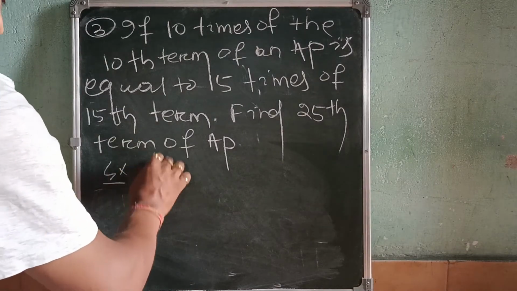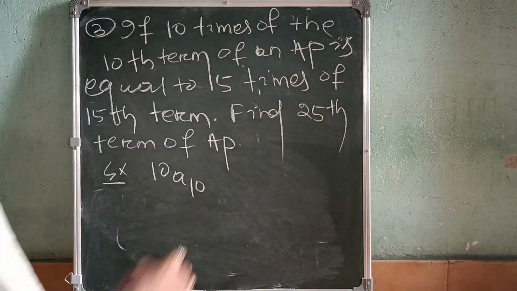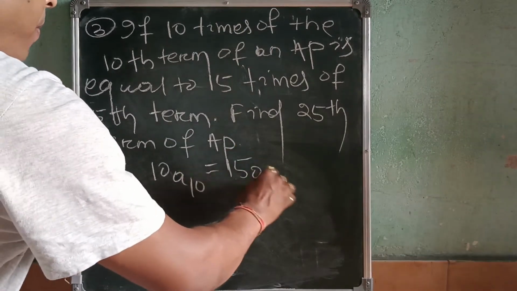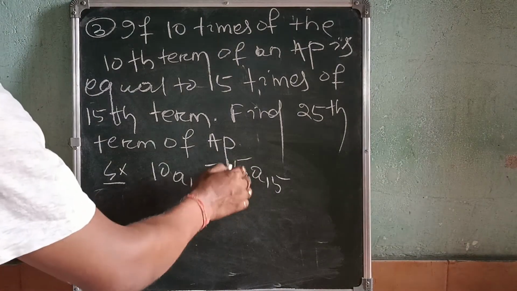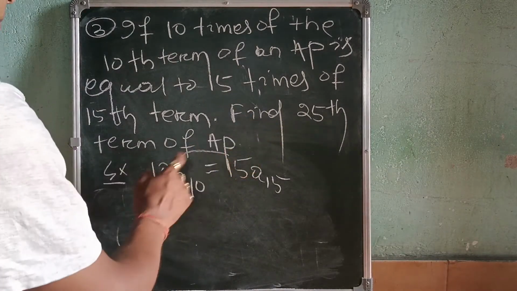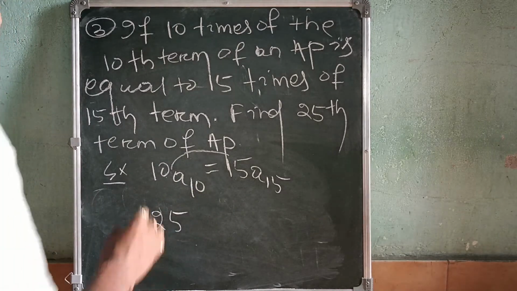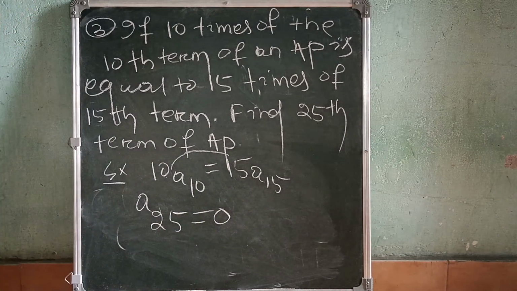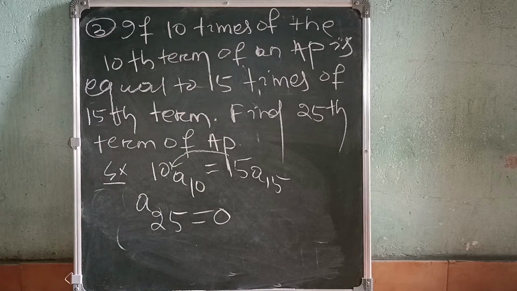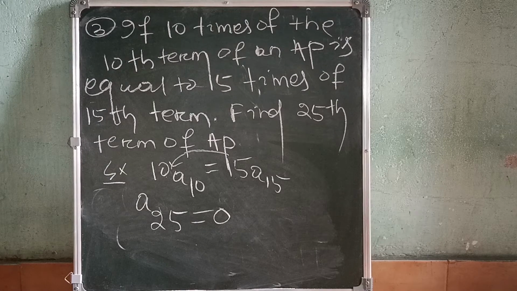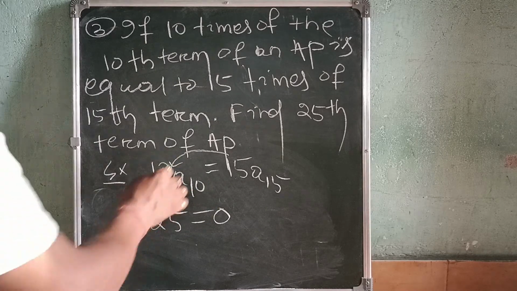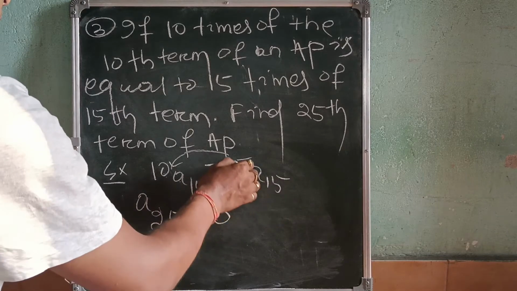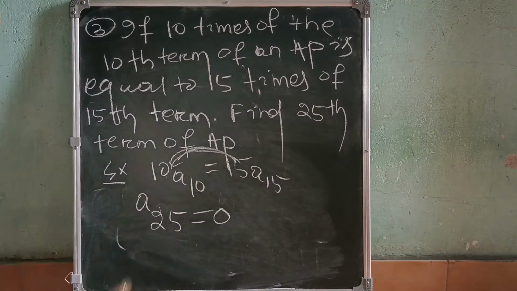For your kind information, 10 times the 10th term, so 10 a10, is equal to 15 times the 15th term, 15 a15. So your answer is what? 25, because 15 plus 10 is 25. We have to find a25, and it is 0, always. Whatever the number of terms, when the number of terms and the multipliers are equal, your answer is 0. 10 a10, 15 a15, and the summation is always 0.